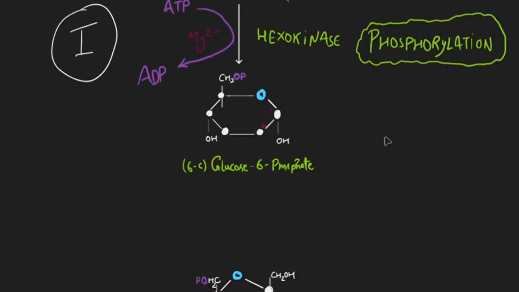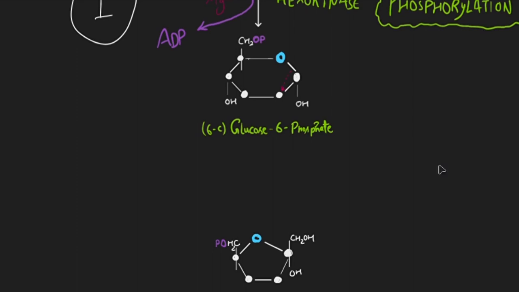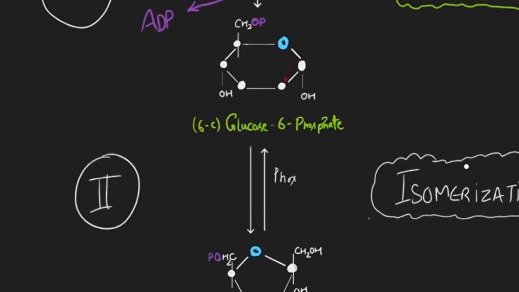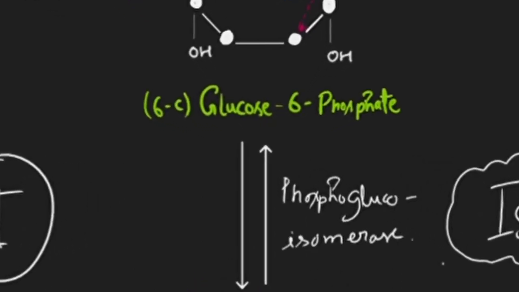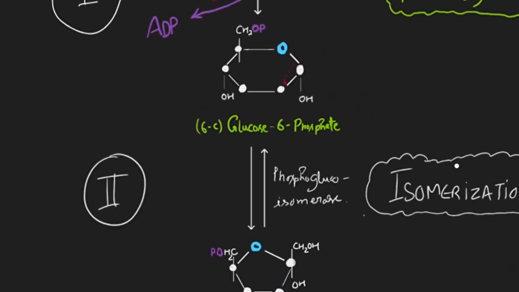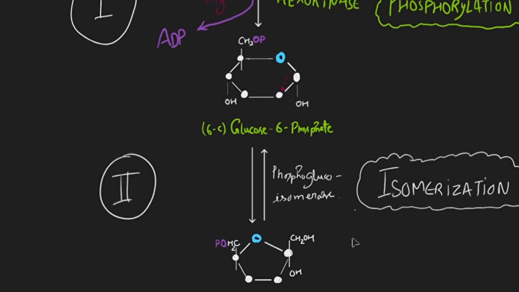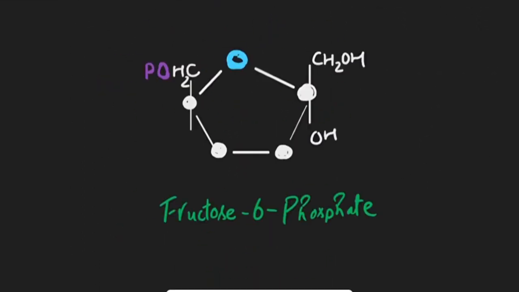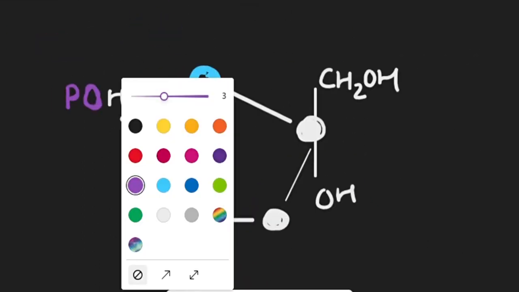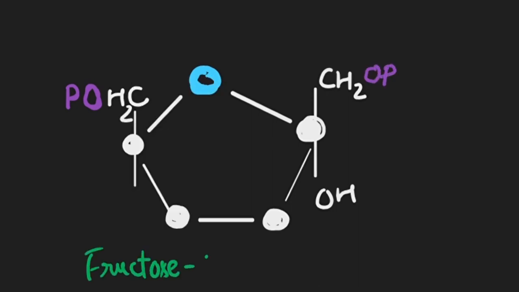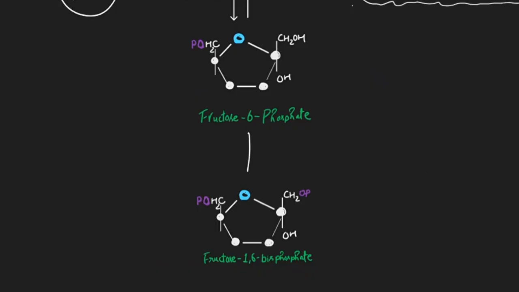यहाँ पर isomerization होता है. The second step of glycolysis is isomerization, which occurs in the presence of phosphoglucoisomerase enzyme. After that, glycolysis का दूसरा irreversible process आता है. This is the conversion of fructose 6-phosphate into fructose 1,6-bisphosphate. This step occurs in the presence of an enzyme called PFK1 and magnesium 2 positive ion.